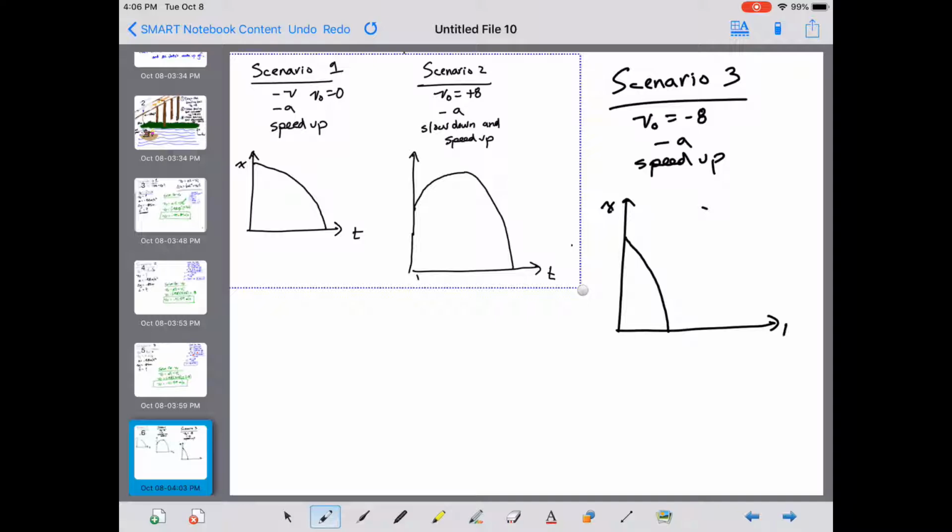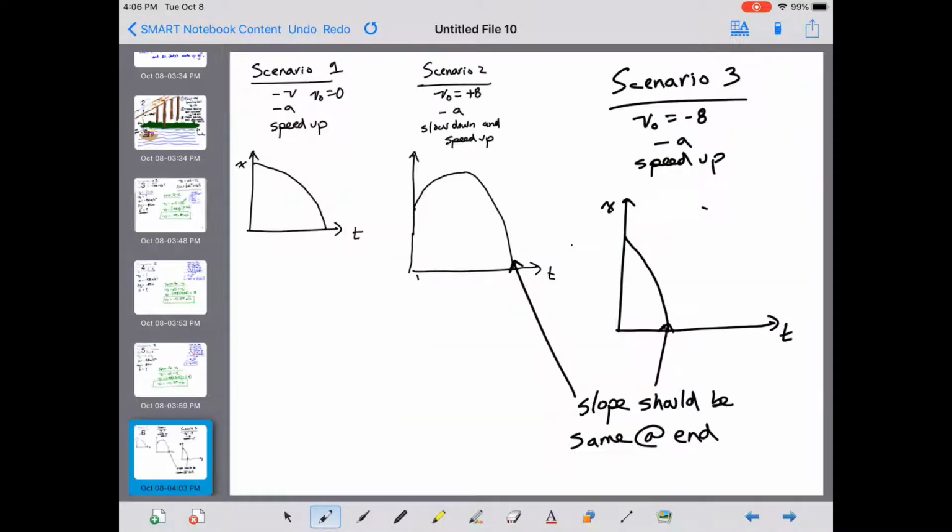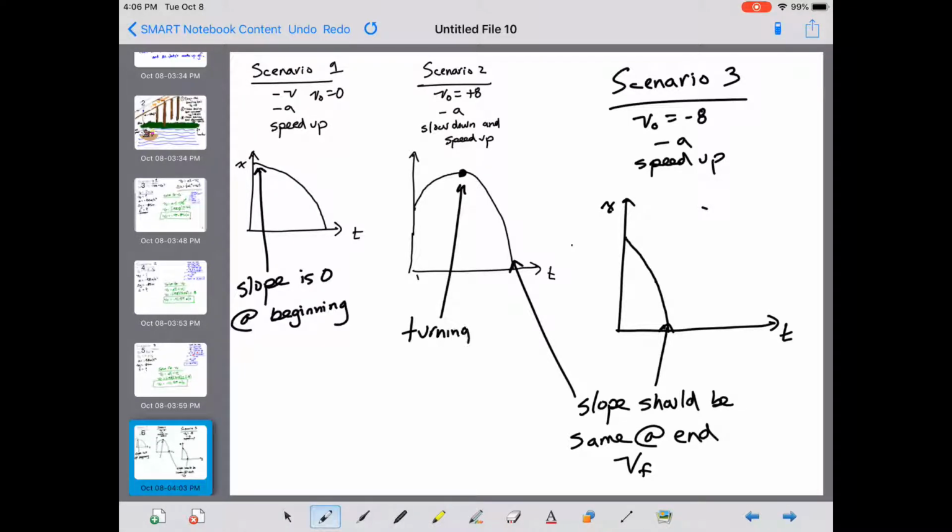Things that should be the same between these graphs: the slope at the end of these graphs should be the same. This is because we calculated that the final velocity was the same, so this represents the final velocity. Other things to notice. The initial velocity here is 0 because the slope is 0 at the beginning. This point right here is a turning point. That's where the object hit the top of its motion and then it turned around and started heading in the other direction.